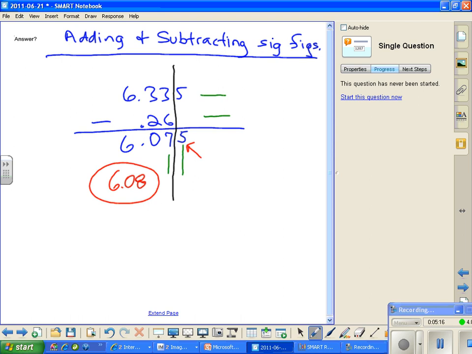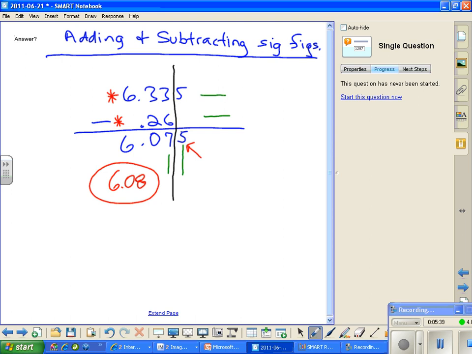Because I had 4 sig figs here on this line. I'm sorry, 2 sig figs. Did I say 4? I meant 2. And here we have 4 sig figs. But that is irrelevant. All that matters is the columns.